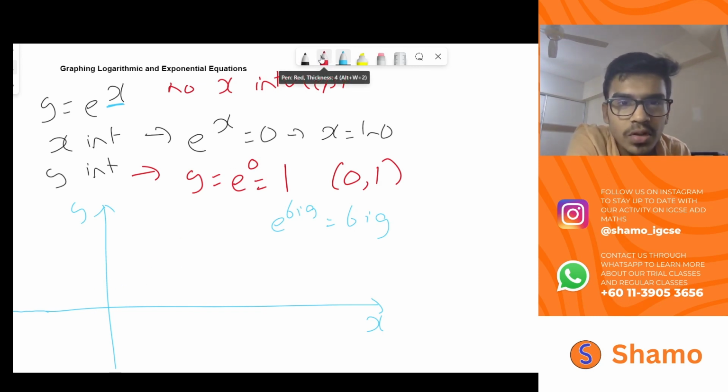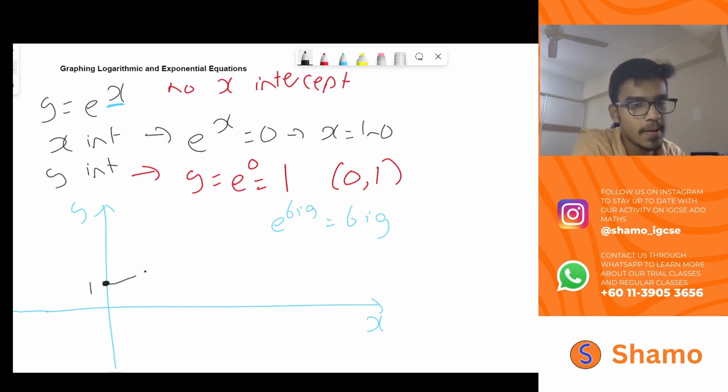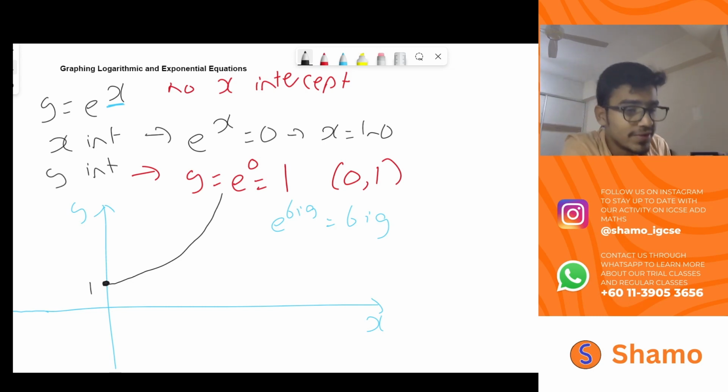So, could you agree that you have (0, 1) here, and it's increasing faster and faster. As x increases, y increases, and it increases at an increasing rate. So it looks something like this. As x increases, y increases, but y increases increasingly. What does that mean? It means x increases, y increases. But is the rate at which y increases positive or negative?